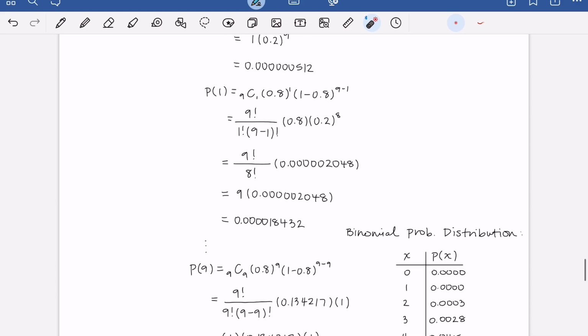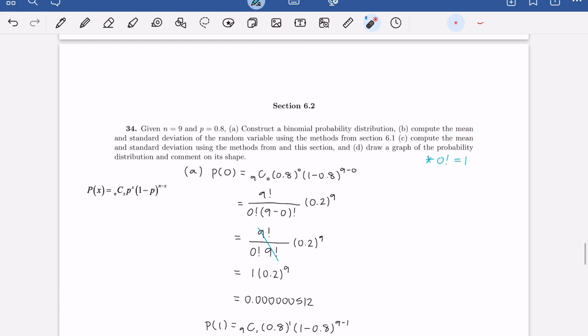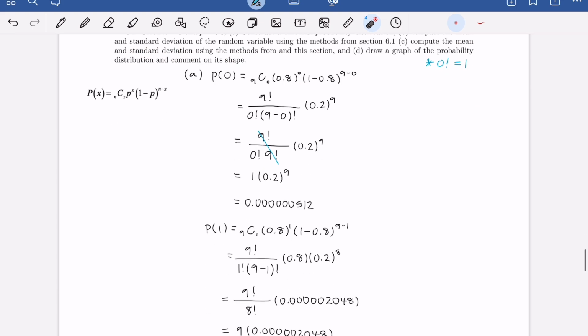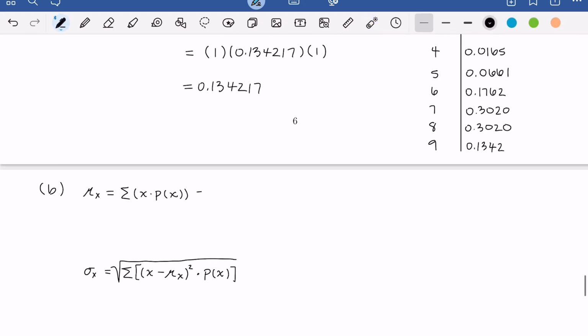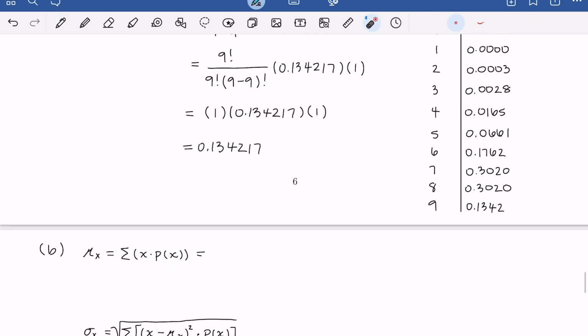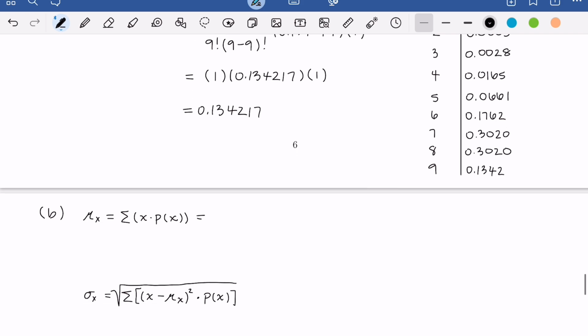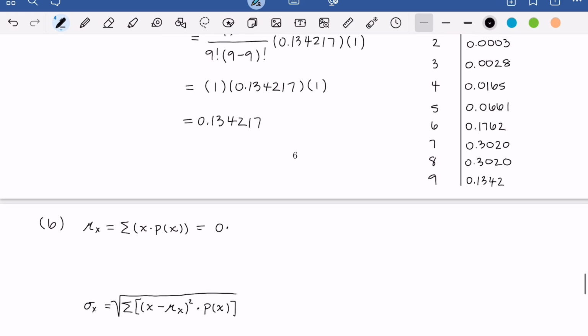Now, for part B of this problem, we want to compute the mean and standard deviation of the random variable using methods from section 6.1. We know what that looks like. We have these formulas here from section 6.1. If we want to find the mean, we're going to take the sum of all of these products. We're first going to have zero successes times that corresponding probability, which is just zero.